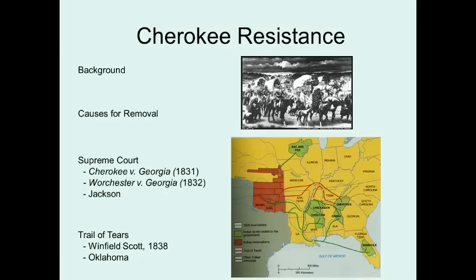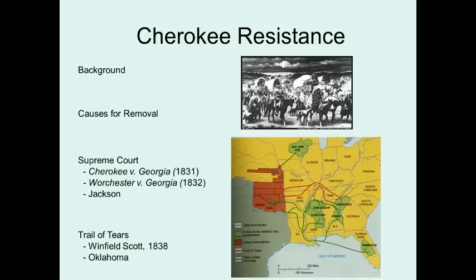And so there will be a renewed effort by the state of Georgia to remove the Cherokee. And the state of Georgia will pass laws attempting to dissolve the Cherokee Constitution and take away Cherokee property. So it's the state of Georgia trying to do this to get the gold. Well, the Cherokee, like I told you, they've assimilated, and so they fight back, and they sue the state of Georgia in 2 Supreme Court cases. And by the way, they win in both cases.